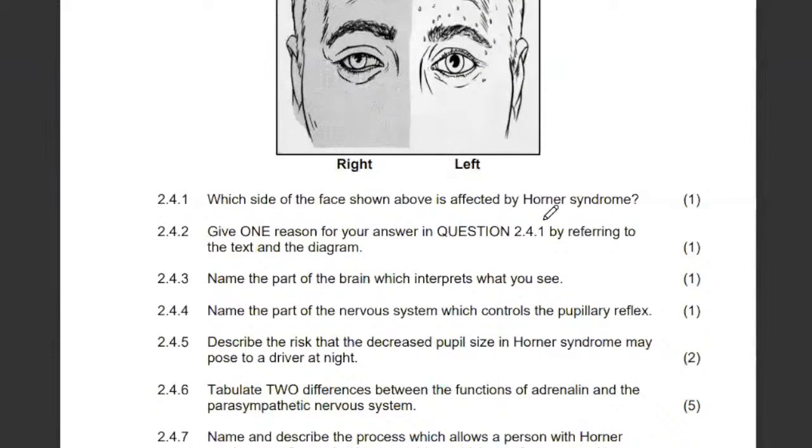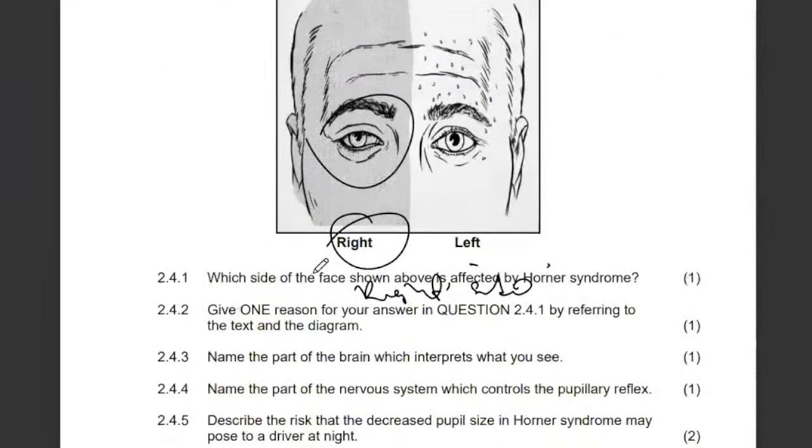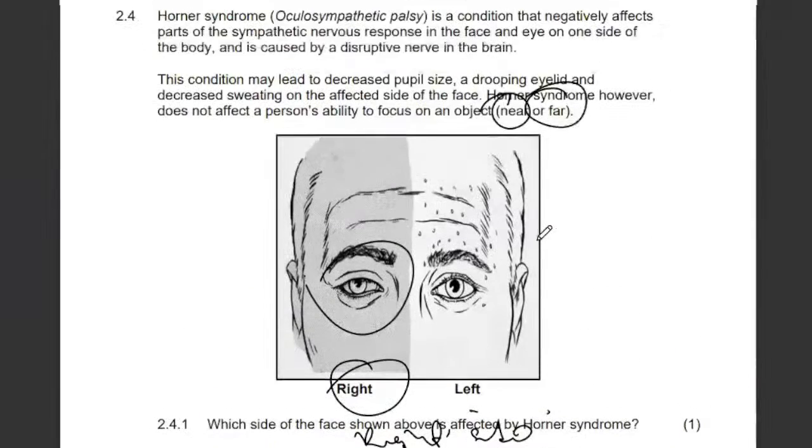So now they're asking, the first question is, which side of the face shown above is affected by this syndrome? Basically, it's the right side. Why? Because it's showing the properties they talked about here. Give one reason for your answer.